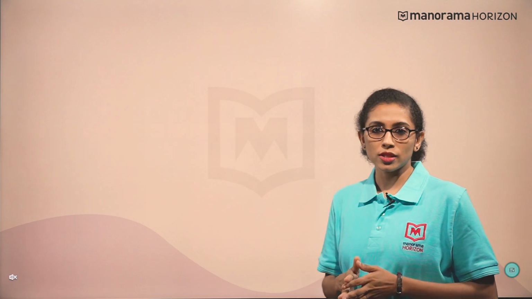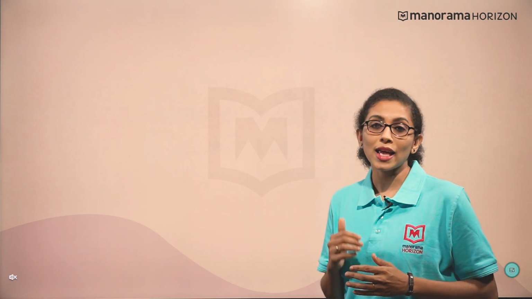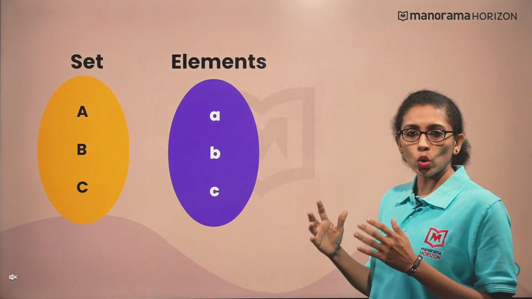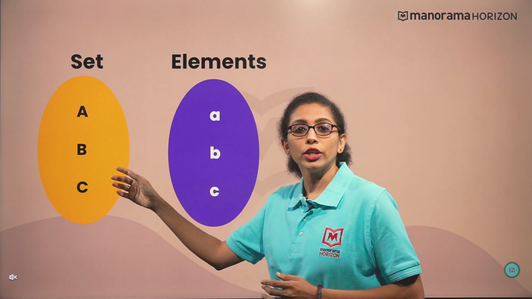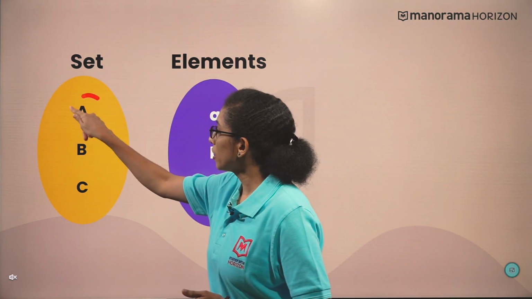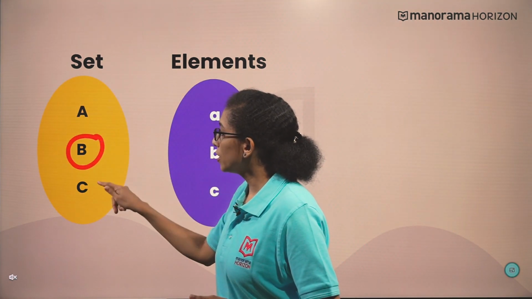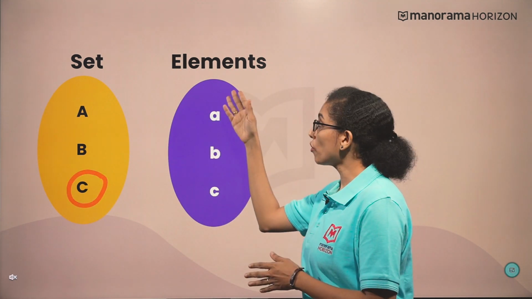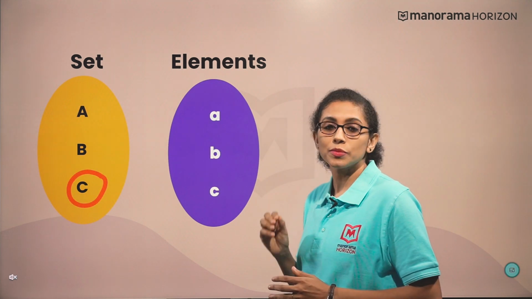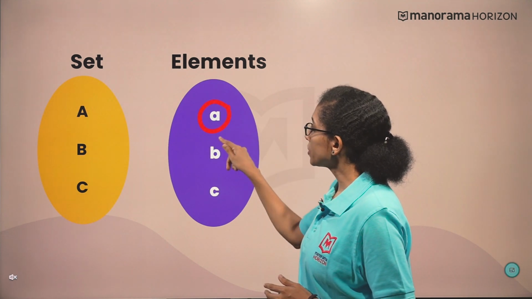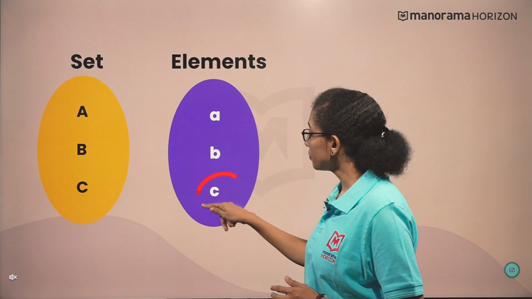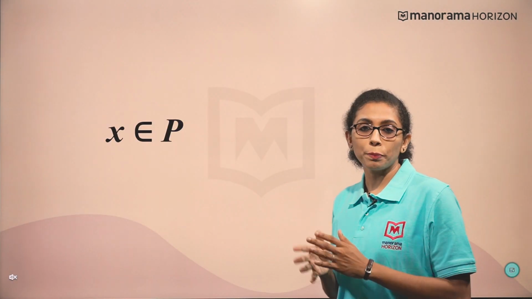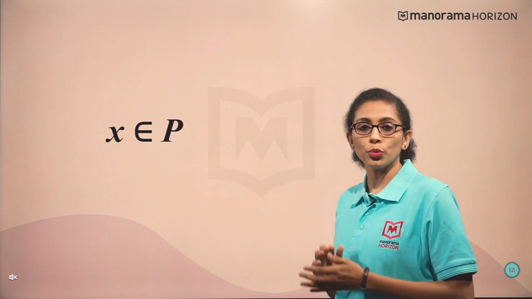The very first question is how to denote a set and its elements. Any idea? Usually, we use capital letters to denote a set. Set A, set B, set C, and so on. While the elements of the set are represented by small letters, small letter a, small letter b, small letter c, etc.